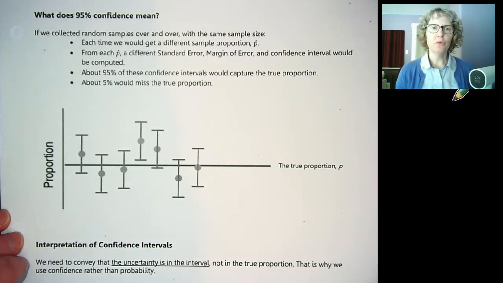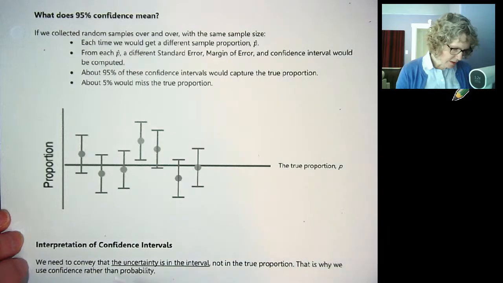In the last video, we calculated a confidence interval, and with a certain confidence level, 95% confidence. So I want to talk a little bit more about what this 95% confidence means, and why we changed from the word probability to the word confidence. There's an important reason for that.